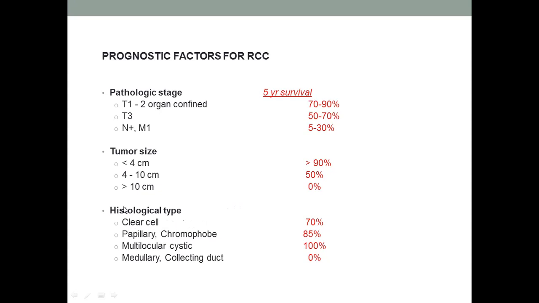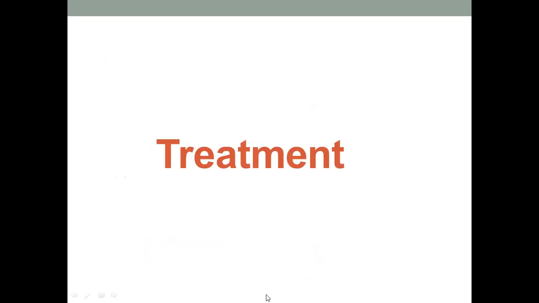Although clear cell carcinoma is the most common tumor, around 75% of tumors, its survival rate is not very good as compared to papillary and chromophobe. The best survival rate can be seen in multilocular cystic lesion, with 100% chance of 5-year survival. While medullary tumor and collecting duct tumor are among the worst tumors, with 0% 5-year survival rate.